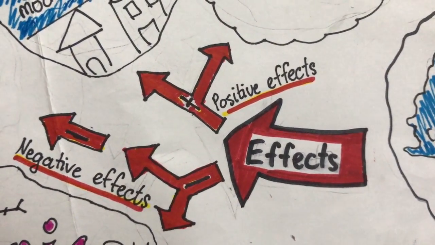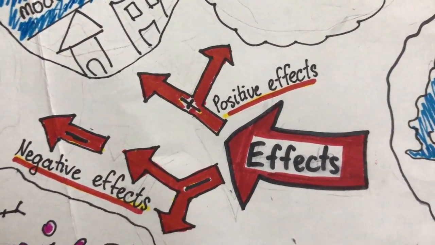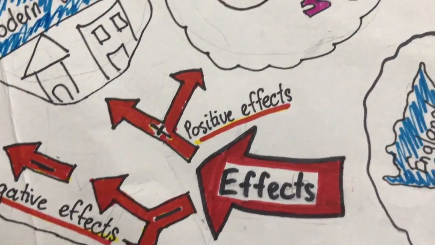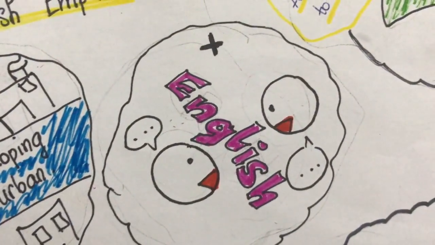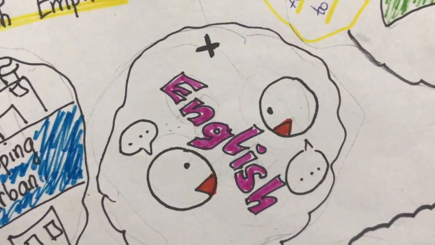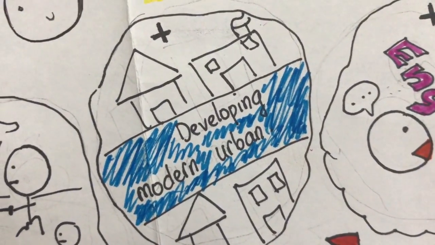About the effect, England not only caused negative effects for Australia, it also created a lot of positive effects. First, the British influenced Australia by the English language. Thanks to that, people in Australia could speak English. Furthermore, they helped Australia to build modern urban areas.